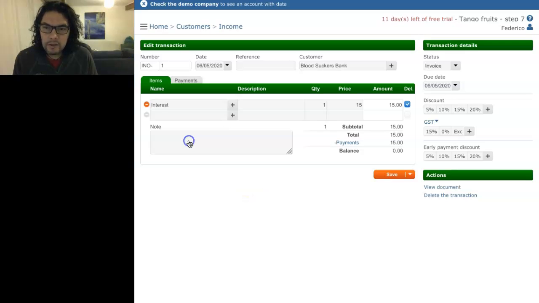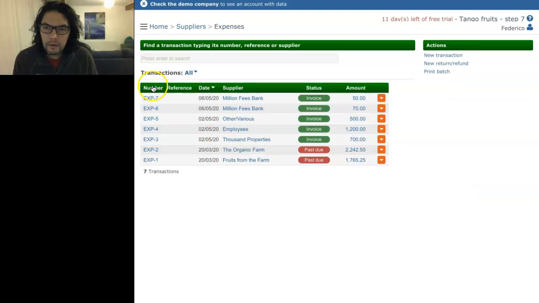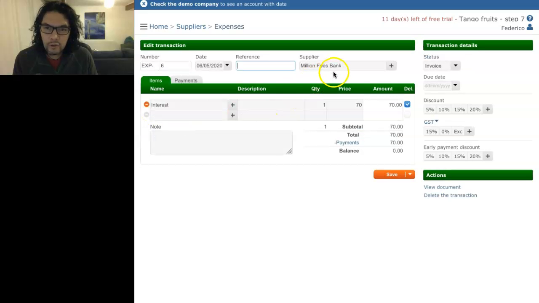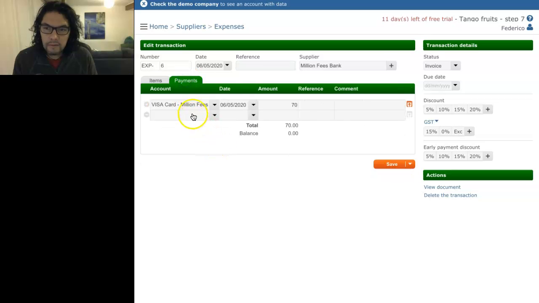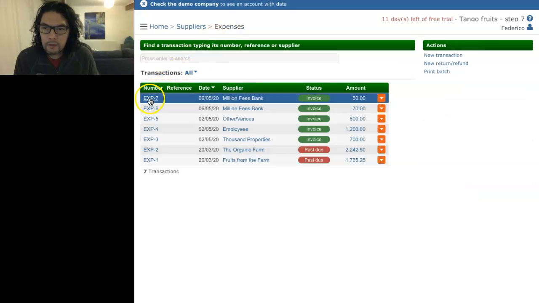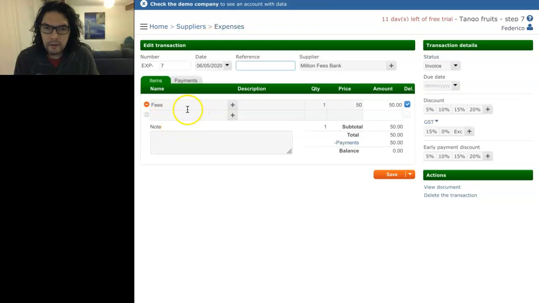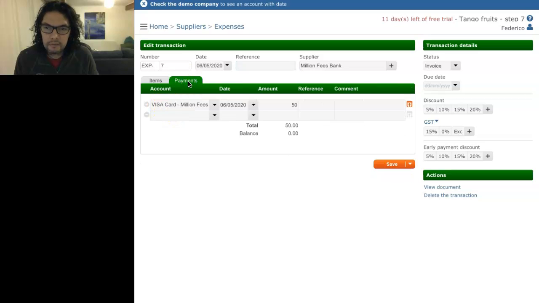Let's go back to the expenses and see the transactions. So this one, the supplier is the bank, the item is interest, and the payment is the Visa card, because basically this increases the balance on my card, and then I'll have to pay it. It's almost as if I had bought something, charged something on my card for 70. And let's look at the other one quickly. So it's basically the same. The only difference is that the item here is fees, right?